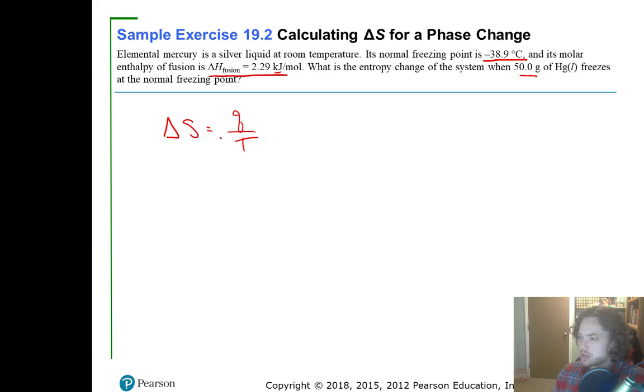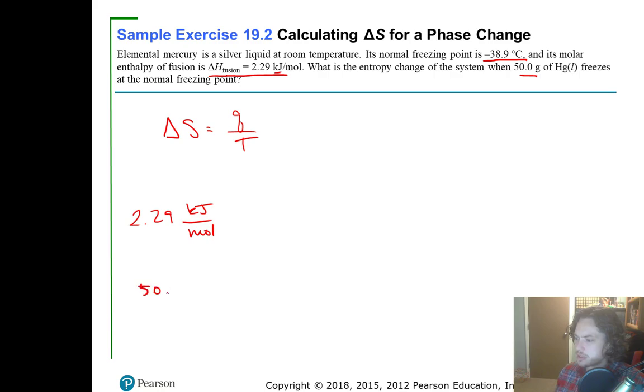All right, so first we got to get Q, and remember, Q is just heat, so it's the energy. So we just got to get that to joules or kilojoules, doesn't really matter. Entropy, excuse me, is almost always in joules, so we'll probably just go ahead and convert that. So delta H of fusion, that was our 2.29 kilojoules per mole. And we got to get rid of the moles. Well, it says we got 50 grams.